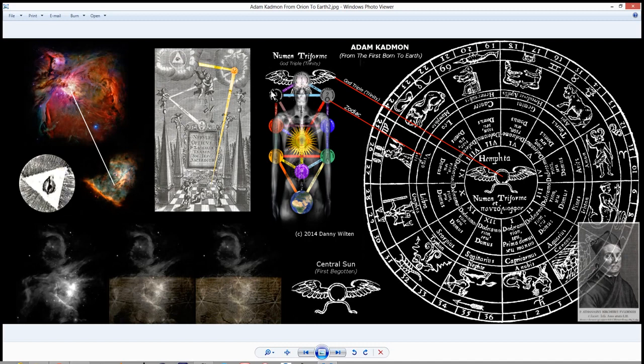We have the zodiac, and then we go through the planets of the solar system from our sun down to Earth, and we can see that there is a ray that goes straight down the middle pillar from Kether through the sun to Earth. And this is the way that it's structured. This is the Adam Kadmon.